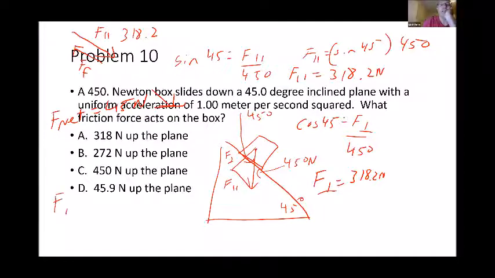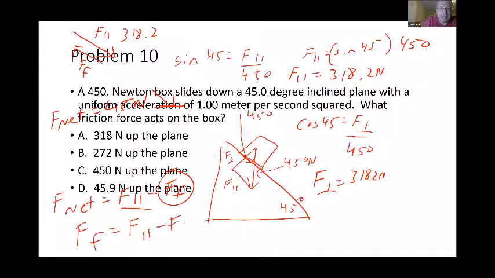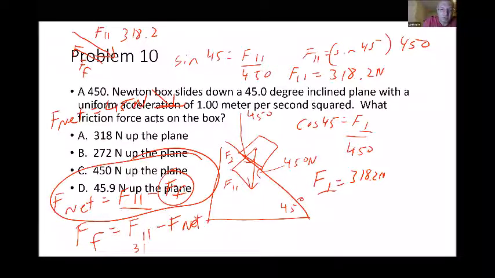So let's write out an equation for that. Our net force down the plane would be equal to our parallel force minus our frictional force, because the parallel force is pushing down the plane. The frictional force in this case is pushing up the plane. That means if we solve this equation for frictional force, F of friction would be equal to F parallel minus F net. I just took that equation and solved it for the frictional force. We know that our parallel force was 318.2 newtons. We know that our net force is 45 newtons.